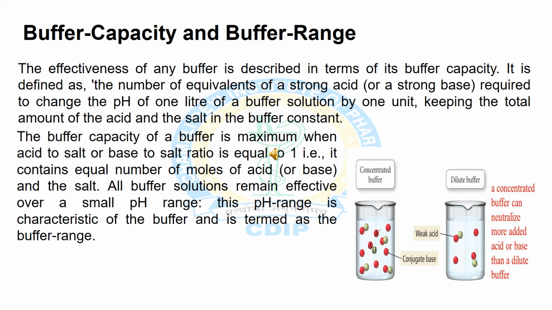Next is buffer capacity and buffer range. The effectiveness of any buffer can be described in terms of buffer capacity. It is defined as the number of equivalents of a strong acid or a strong base required to change the pH of 1 liter of a buffer solution by 1 unit, keeping the total concentration of acid and salt in the buffer constant. The buffer capacity of a buffer is maximum when the acid to salt or base to salt ratio is equal to 1. That is, it contains an equal number of moles of acid or base and its salt.